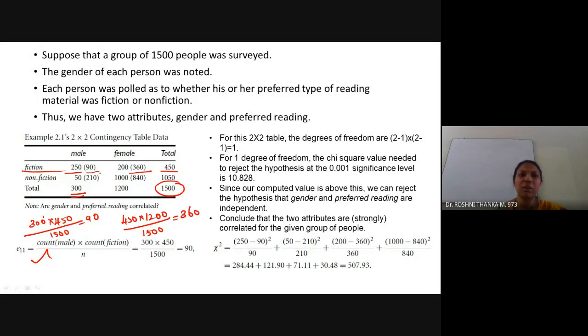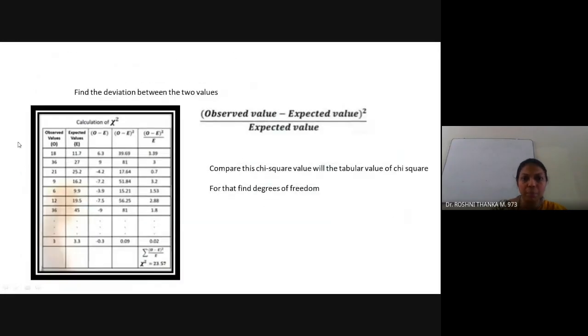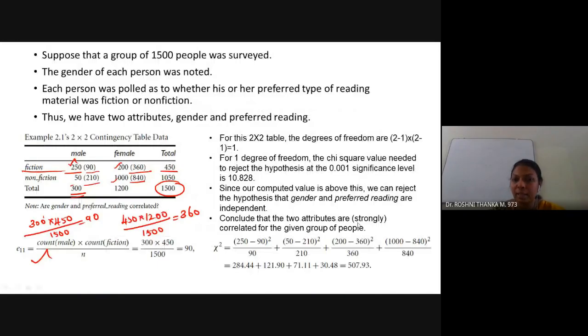So this is the observed value, what is outside, and the bracket value is the expected value. After finding the observed value and expected value, we have to find the sum of all this. Sum of what? Observed value minus expected value, the whole square divided by the expected value. That is what is written in a single line here. We have to find the sum of all these four different values, right?